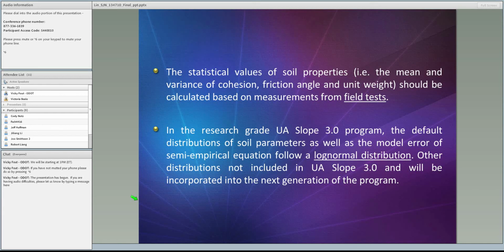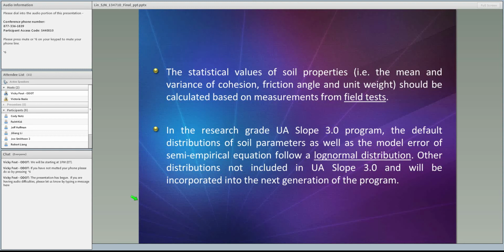First one is extend the research grading coding of UASLOPE 2.2 and UASLOPE 3.0 into a user-friendly program as well as user manuals. And second one is develop a more accurate semi-empirical equation for the load transfer factor. So why do we have to develop a more accurate one? Because the load transfer factor until now is somewhat biased, and also if cohesion equals 0, which means eta equals 0, we have to eliminate that part.